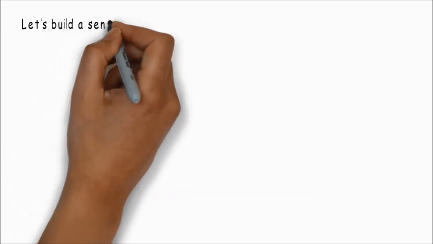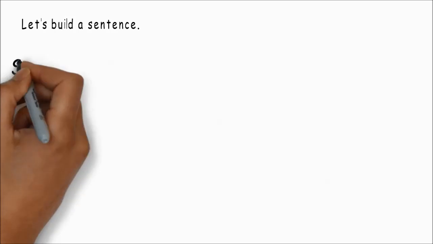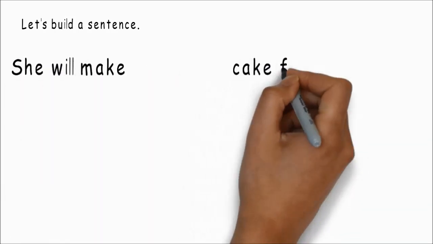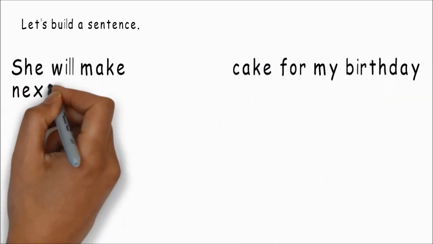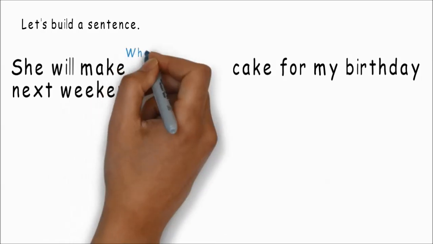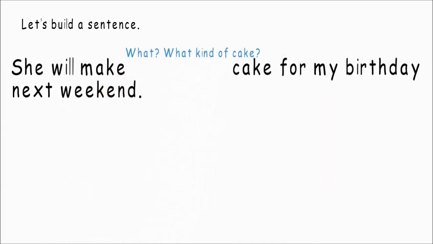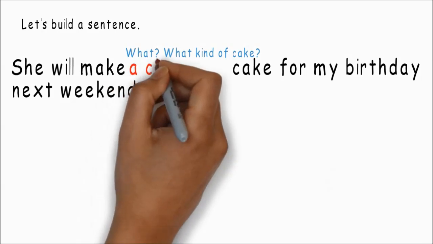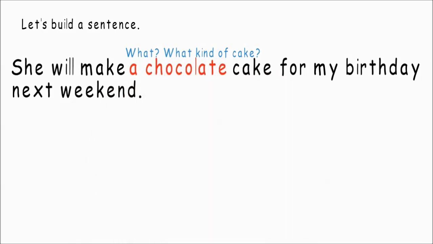Let's build a sentence. She will make a cake for my birthday next weekend. What? What kind of cake? She will make a chocolate cake. Delicious.